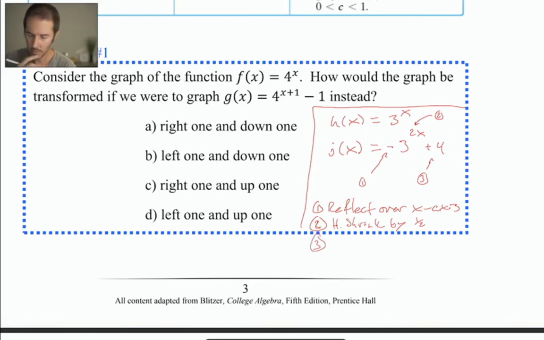And third, the +4 is a vertical shift in the positive direction, 4 units. You could just write up 4.